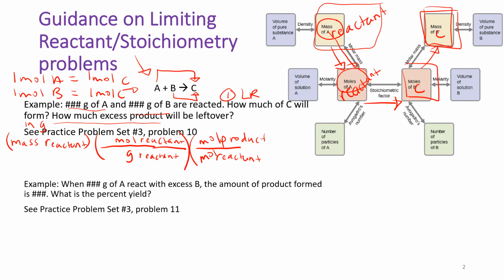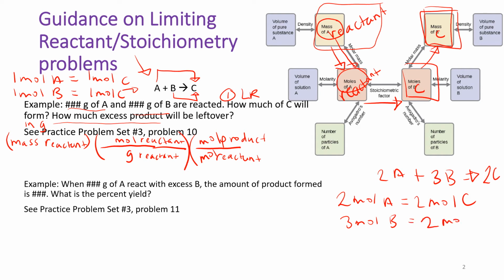What if you had an equation that was like this? 2A plus 3B equals 2C. Then here, your stoichiometric factor would be 2 mole of A form 2 mole of C, 3 mole of B form 2 mole C. So you got to balance it, make sure you have all your coefficients right, and then you can find out your stoichiometric factor. In our case, right here, because I'm keeping it simple, everything is 1-to-1, okay?